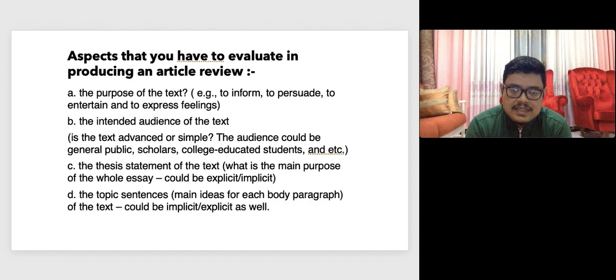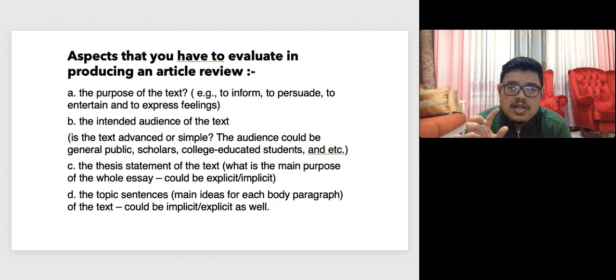Next is the topic sentences. So topic sentences is one sentence that states the main idea for each body paragraph of the text. So the same as thesis statement, it could be implicit, it could be explicit. So if it is explicit, it is easier, right?